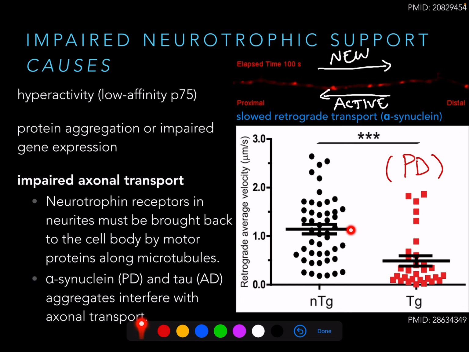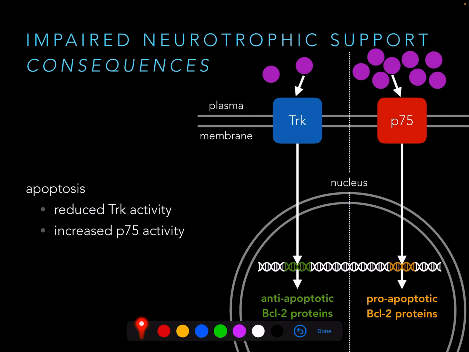And notice we're moving those neurotrophin receptors back much slower, about half the speed. And that's because a lot of them are stalled. Hey, if we don't move our neurotrophin receptors back to the nucleus, we don't continue to express anti-apoptotic BCL2 proteins, and therefore we go down the default of death. The consequences are pretty darn straightforward.